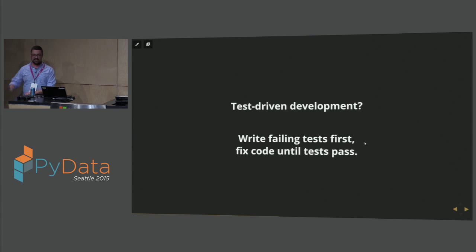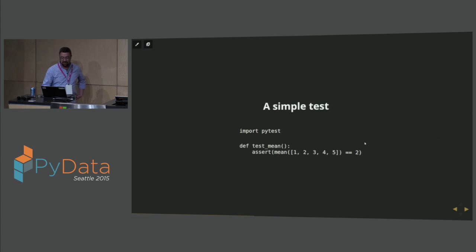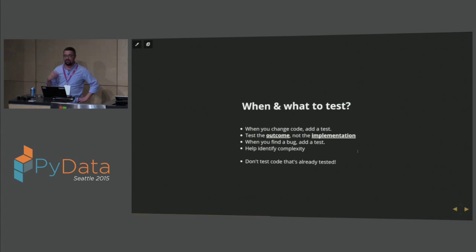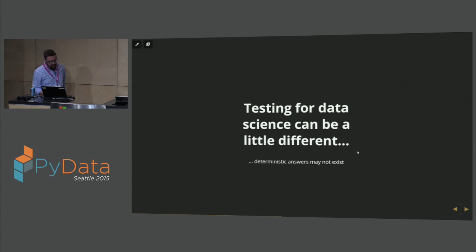So you keep failing tests, and you keep changing the code until the tests pass. So in this case, I would start with this test, except I would make this a 3. And I would keep adjusting the actual mean function until I got to the answer I was expecting. I think this is a bad idea for most data science problems. Testing for data science, and this is kind of shifting to the second part of the talk, is a little different, because a lot of times deterministic answers don't exist for your problem. You're getting probabilistic answers, right?